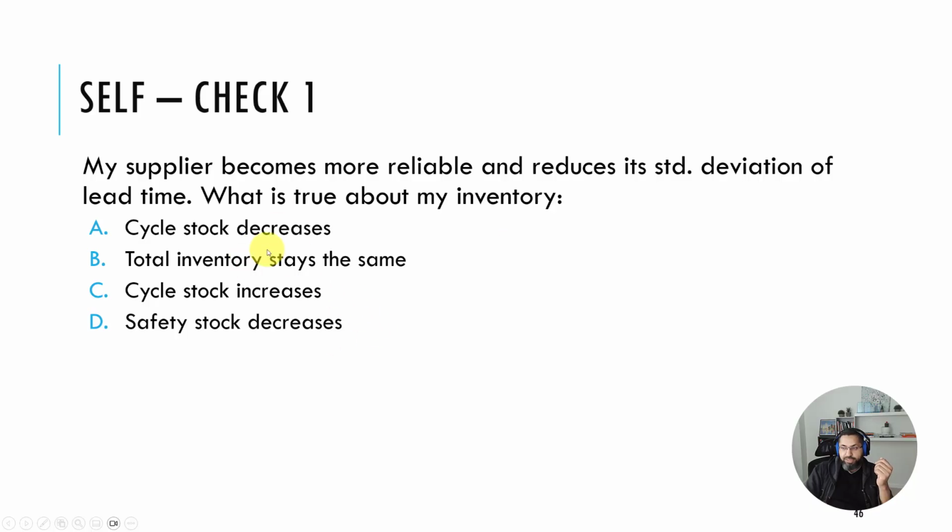In this case, the answer is that nothing is going to happen to your cycle stock, because that doesn't depend on sigma L. Only safety stock depends on sigma L. Total inventory depends on sigma L because the average inventory level also has a safety stock part to it, so it does not stay the same. When sigma L falls, the safety stock decreases. So D is the only right option, because the safety stock formula has sigma L in it. If sigma L goes down, safety stock goes down.